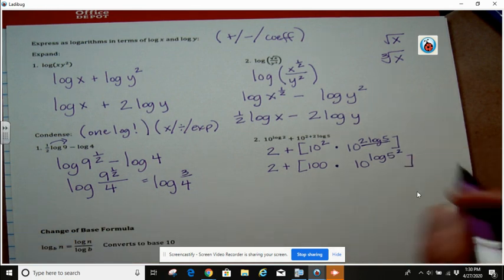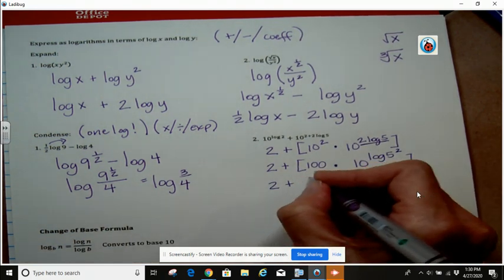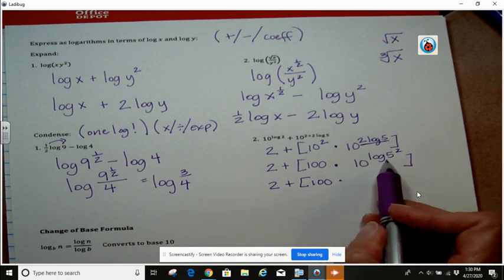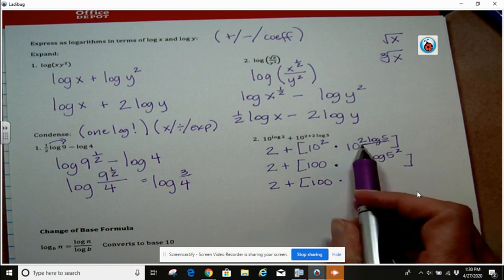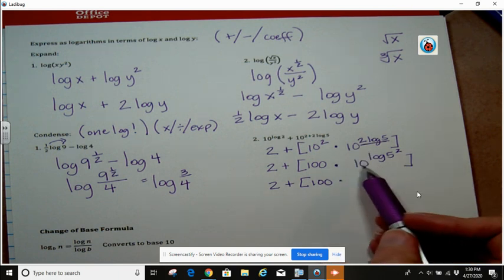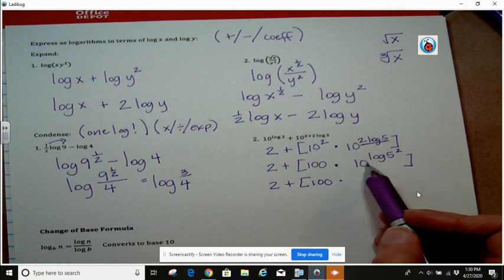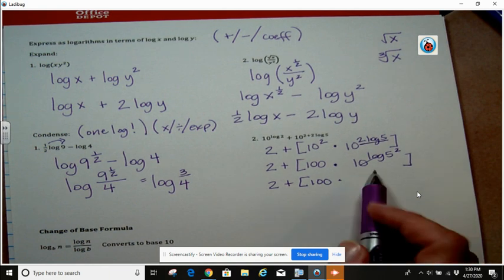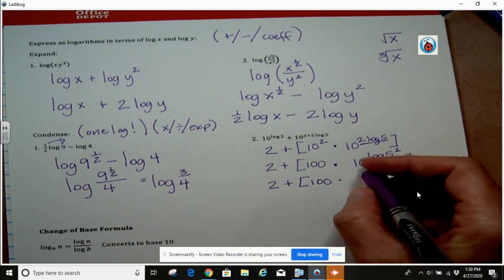When I do that, I now can apply the property where the base of the exponent matches the base of the log. They have to be right next to each other, which is why I needed to move that 2. So now the base of the exponent and the log are right next to each other and they have the same base. So they're going to cancel each other out and I'm just going to be left with the 5 squared.